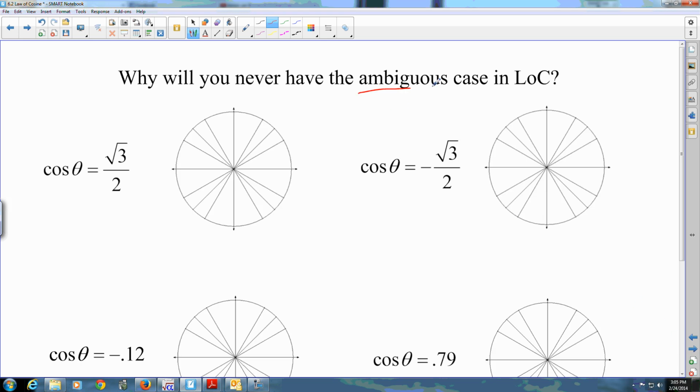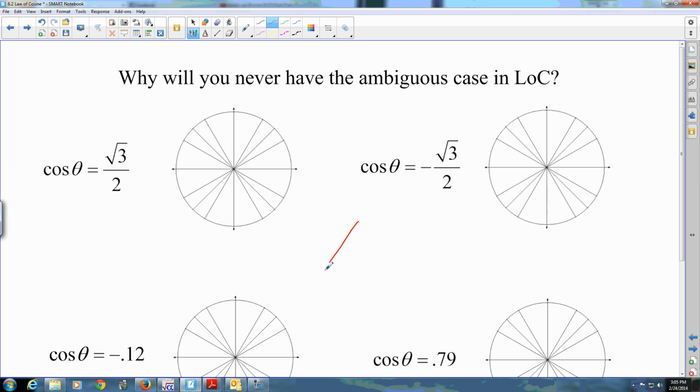Will there ever be an ambiguous case in law of cosine? The answer is no. You'll never have an ambiguous case, and let me attempt to show you why. If you remember back to the ambiguous case with law of sine, the long and the short of it was, if you were meant to have an obtuse angle, so let me use the vocabulary again, this would be an obtuse angle. It's an angle that's bigger than 90, or if perhaps I didn't exaggerate that enough, let me draw it like this. You guys can see this angle down here is definitely an obtuse angle. An obtuse angle is an angle that's larger than 90 degrees.